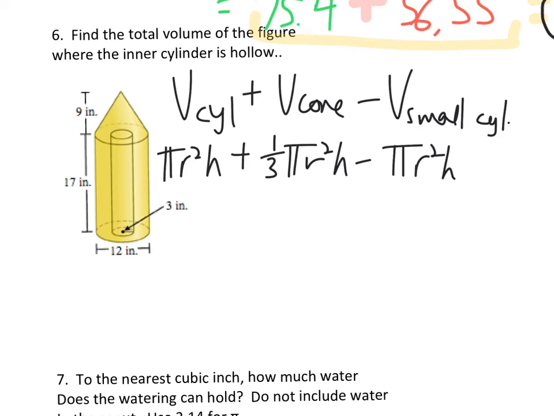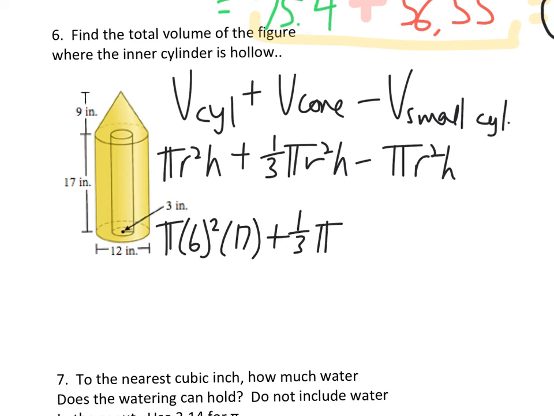All right, let's continue. First, we're going to focus on the big cylinder right here. What's the radius of it? Well, we know the diameter of it's 12, so the radius is going to be half, so 6. So we have pi times 6 squared. And what's the height? The height is 17 for the cylinder, and it's going to be the same for both cylinders. So times 17.